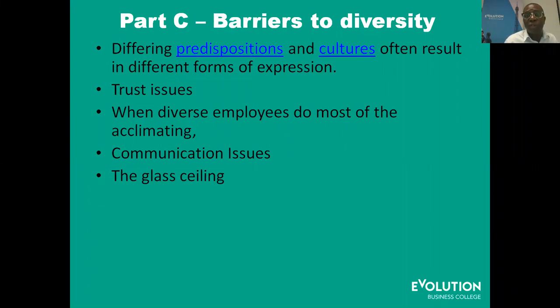And when diverse employees do most of the acclimating, now, what does acclimating mean? So what we are saying is, when these people that are diverse, people that are different from us, come to our organization, and they are the ones that are doing most of the acclimatization to our environment, or to our business culture and to our working theme. So they're the only ones that are acclimatizing. They're the only ones that are adjusting. They're the only ones that are trying to adapt to the way we do business.